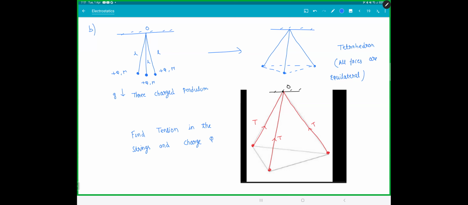Yeah, it's an equilateral triangle. I said no, all faces are equilateral. So how do we start? Start with the free body diagram of any one charge. mg by root 3. Okay. Interesting.